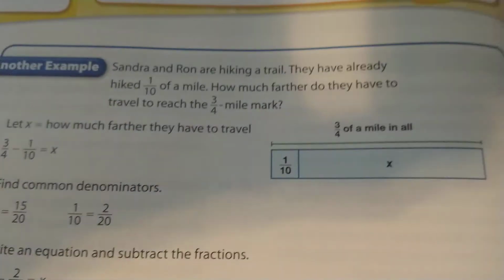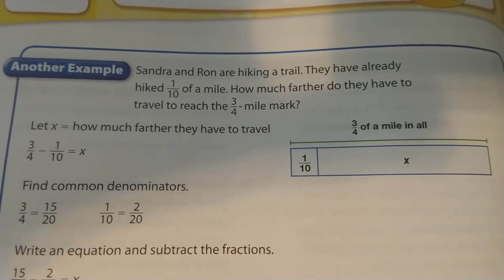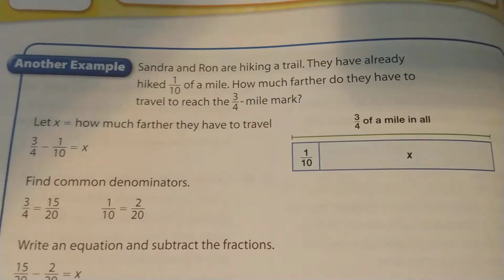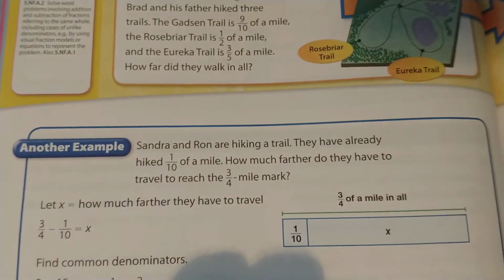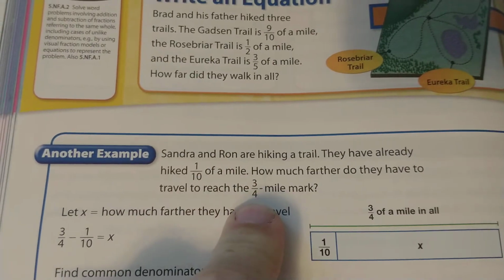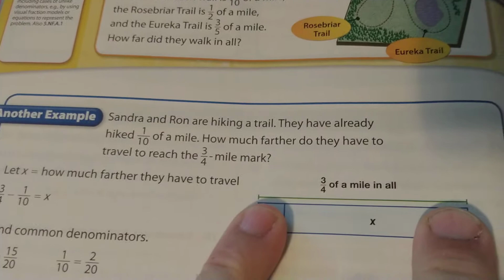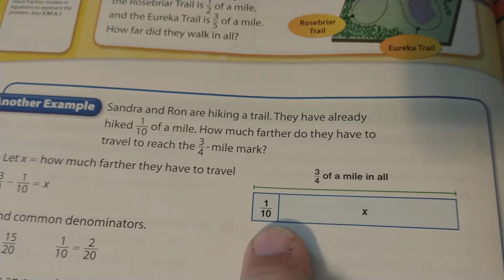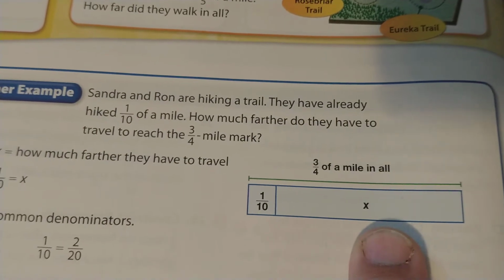Sandra and Ron are hiking a trail. They have already hiked 1/10 of a mile. How much farther do they have to travel to reach the 3/4 of a mile mark? So I like to think of it in parts and whole. 1/10 is the part. 3/4 is the whole thing. So that helps me figure out, all right, what's my little line right here? It's going to be 3/4. My part is 1/10, and the other part that I don't know yet is going to be the x.